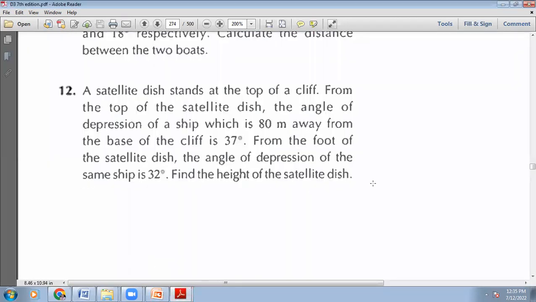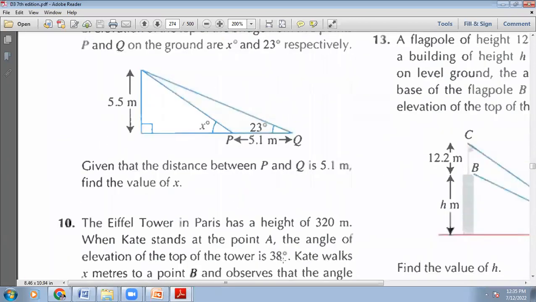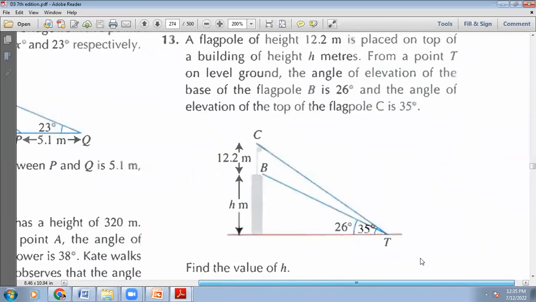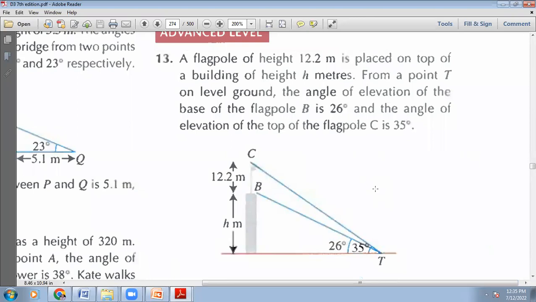I hope you can understand this. Okay, so we are going to the next question. The next question coming up on your screen is question number 13. A flagpole of height 12.2 meters is placed on top of a building of height h meters.